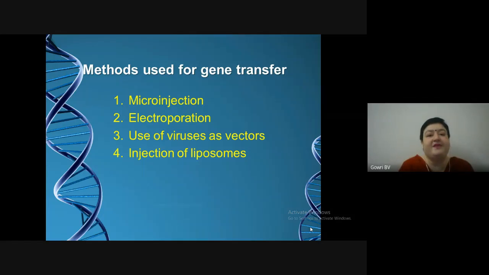We have 4 different methods which are used: microinjection, electroporation, use of viruses as vectors, and injection of liposomes. Among these, the common ones that have been used recently are the microinjection technique and the use of viruses as vectors. So 2 techniques predominantly used for gene transfer in gene therapy are microinjection and the use of viruses as vectors. Even then, there are 4 methods in gene transfer: microinjection, electroporation, use of viruses as vectors, and injection of liposomes.